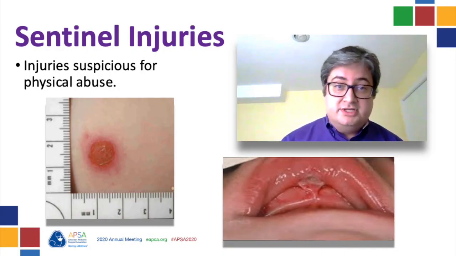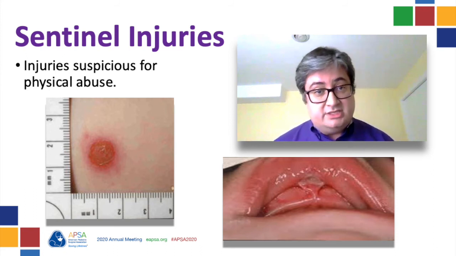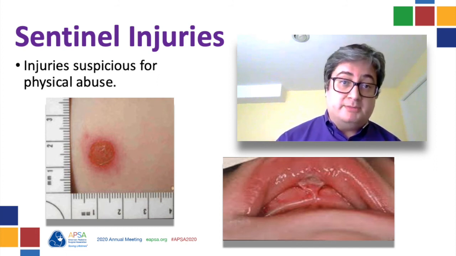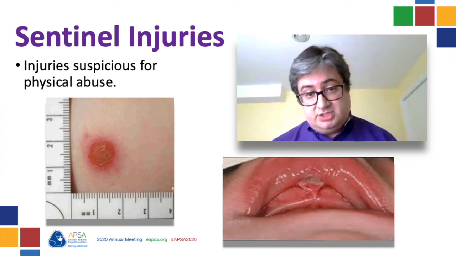Sentinel injuries are injuries that are highly associated with child abuse. We can all agree that these injuries should prompt an evaluation for child abuse. There are various examples that have been validated within the literature, including bruising and certain traumatic brain injuries.